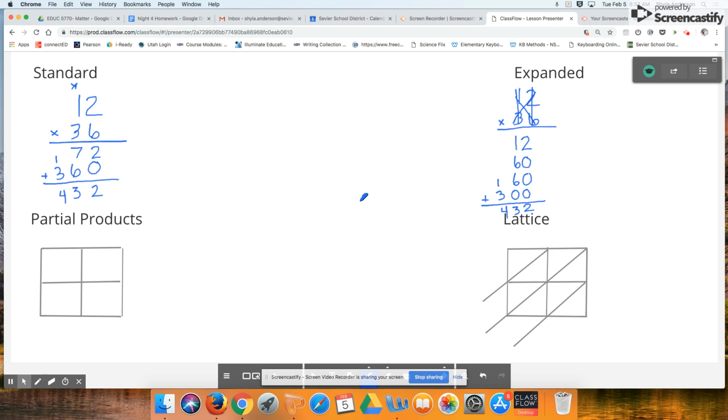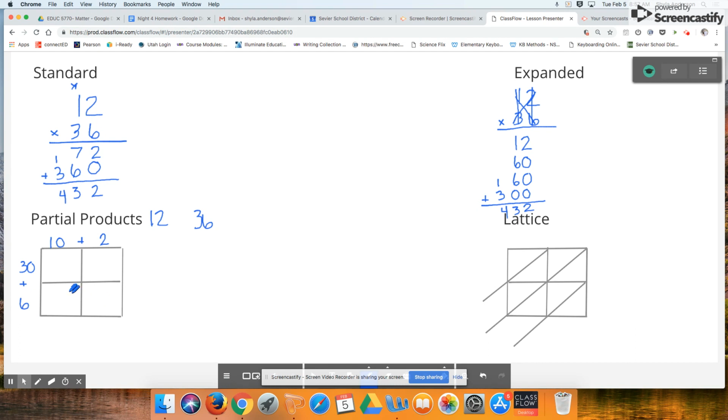The next method I'm going to show you is called partial products. So what we are going to do is take this 12 and 36 and we are going to break it apart. So into a 10 and a 2. Because 10 plus 2 equals 12. We are going to do that exact same thing with the 36. So we have 30 plus 6.